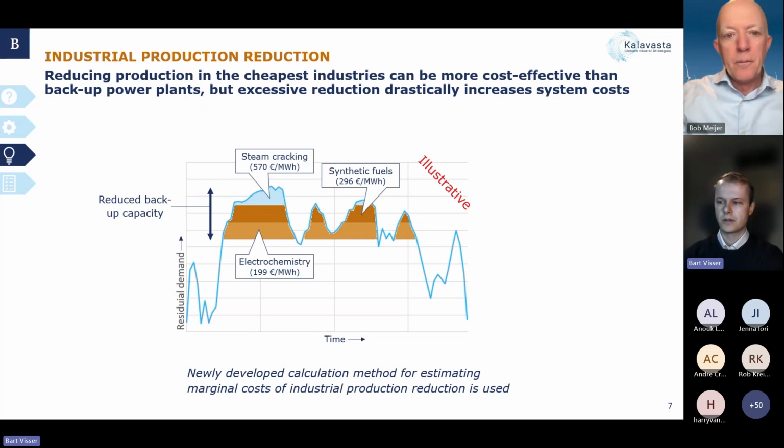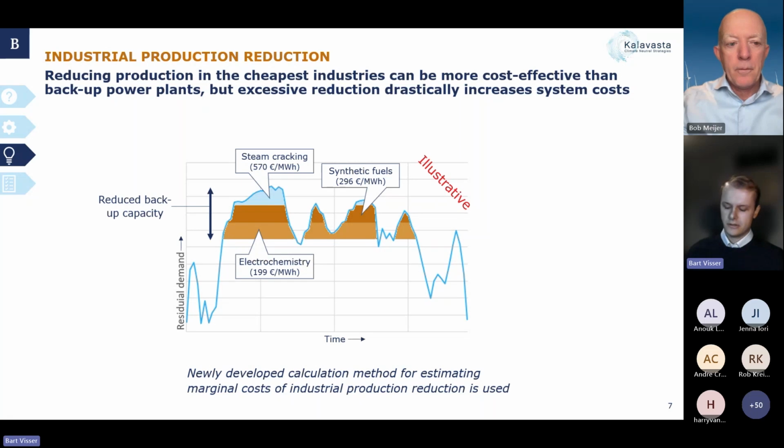So we came up with a newly developed calculation method in which we estimated the marginal costs of industrial production reduction given a certain scenario. And what we concluded is that for some industries, it's more cost effective to temporarily reduce electricity demand a few times a year instead of building backup capacity. However, for the industries which reduce production at a higher expense, it is often more cost effective to just build additional backup power instead of cutting back production with high costs many times a year. So there is a break-off point where it becomes more effective to just build backup power capacity.